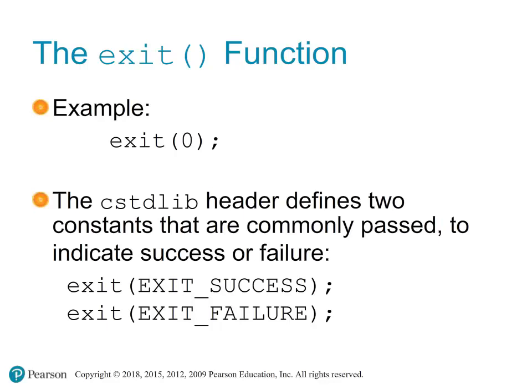EXIT_SUCCESS and EXIT_FAILURE. So EXIT_SUCCESS and EXIT_FAILURE are constants defined in the cstdlib header. EXIT_SUCCESS is typically equivalent to 0 and indicates successful termination. EXIT_FAILURE is used to indicate that the program has terminated due to some error or failure. So using these constants makes the code more readable and allows you to understand the termination status at a glance.